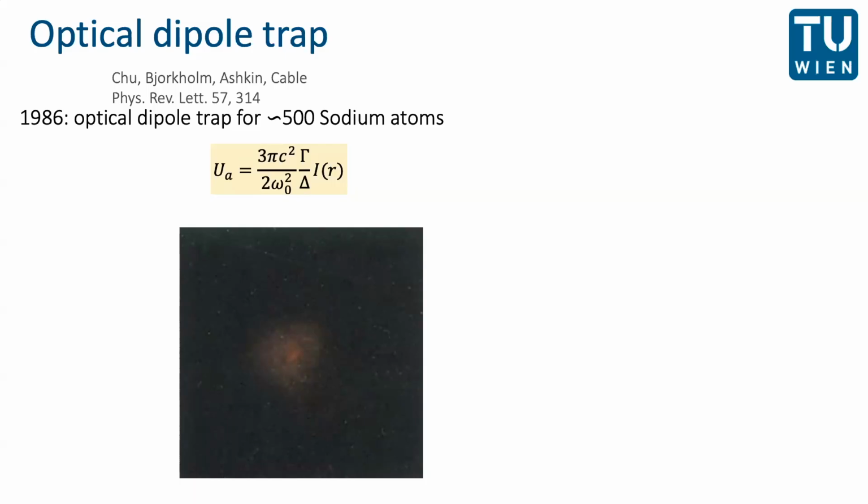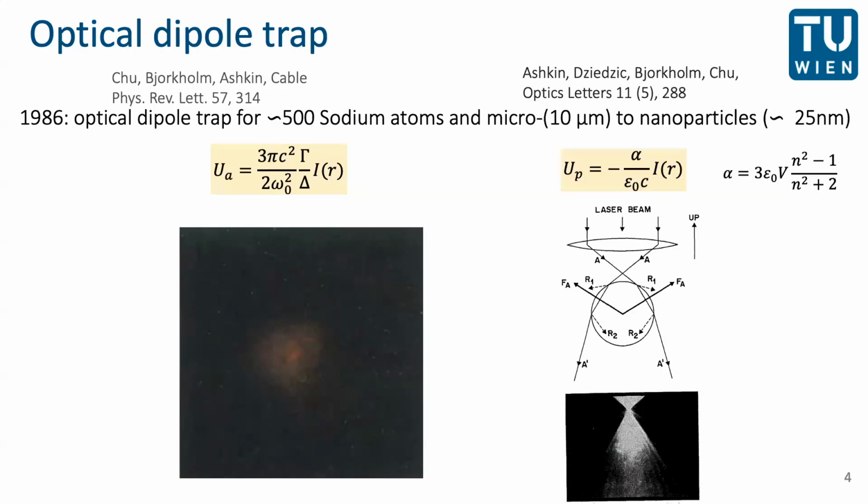They discuss how you can have an optical dipole potential that depends on the intensity of light, the linewidth of the atomic transition, and one over the detuning from the atomic transition. If you flip the sign of the detuning, positive or negative, you can have a repulsive or attractive potential. Although this was published in PRL, in the same year there was a paper about trapping micro and nanoparticles, even down to 25 nanometers, which was published just in Optics Letters.